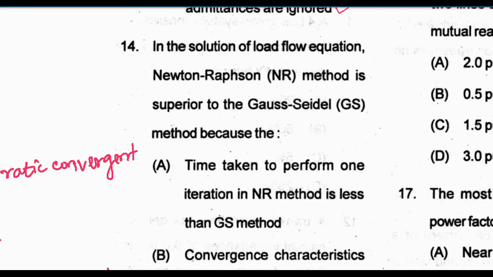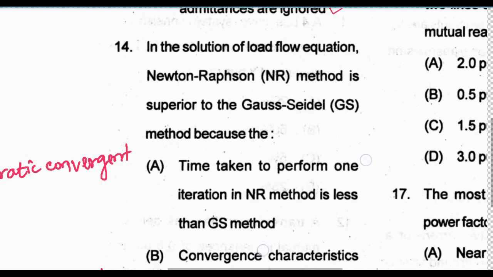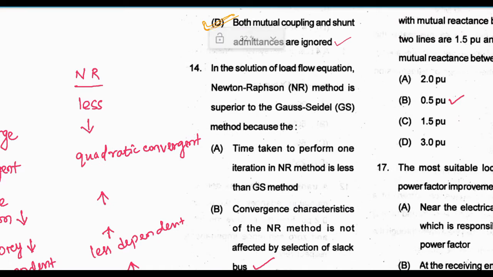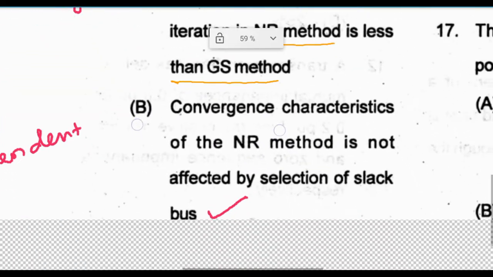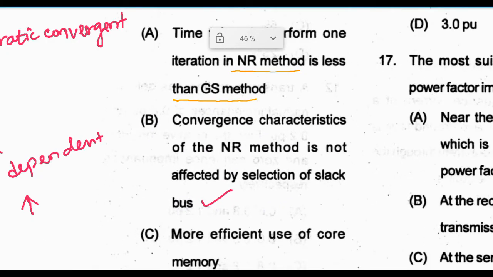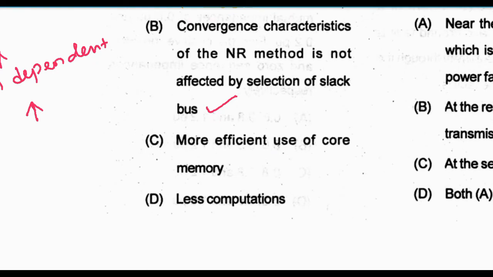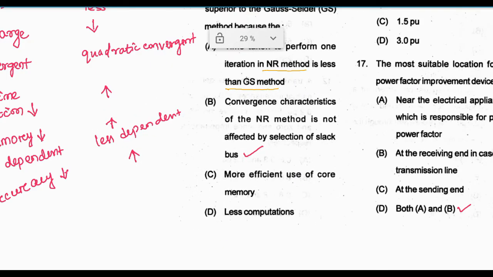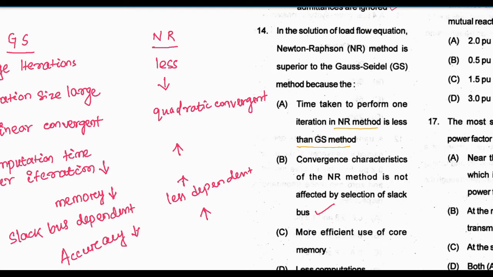Next is the solution of a load flow equation. Newton-Raphson method is superior to Gauss-Seidel method because: option A, time taken to perform one iteration in Newton-Raphson method is less than Gauss-Seidel method. Option B, convergence characteristic of Newton-Raphson method is not affected by selection of a slack bus. Option C, more efficient use of core memory. Option D, less computations. So here I will define all the differences between Newton-Raphson method and Gauss-Seidel method, and from that we will answer the question.